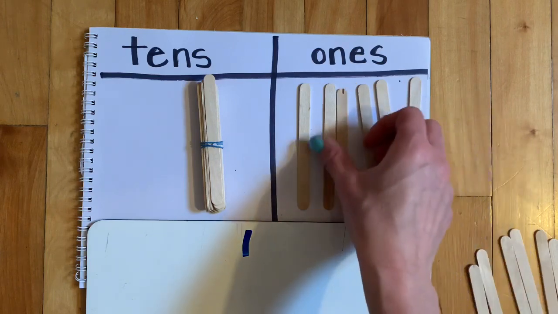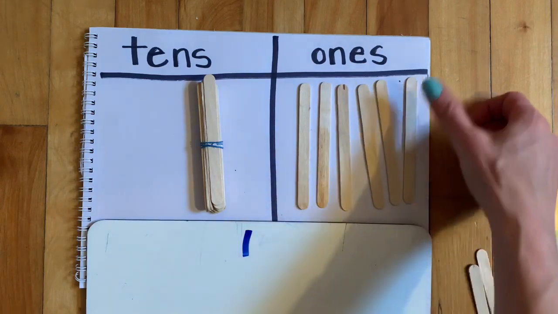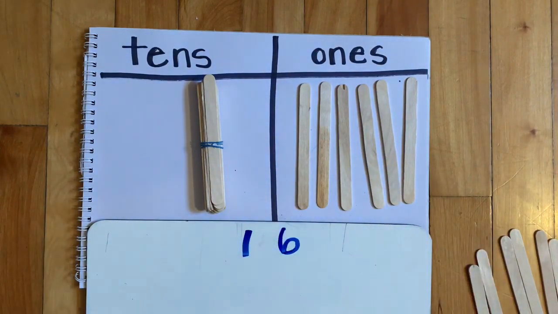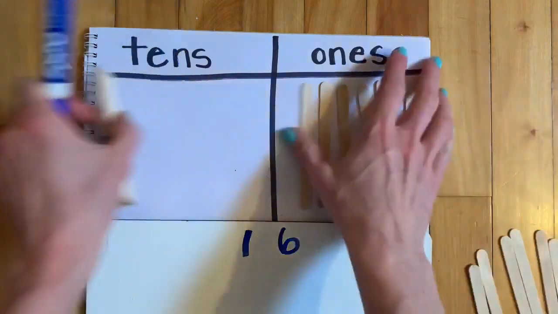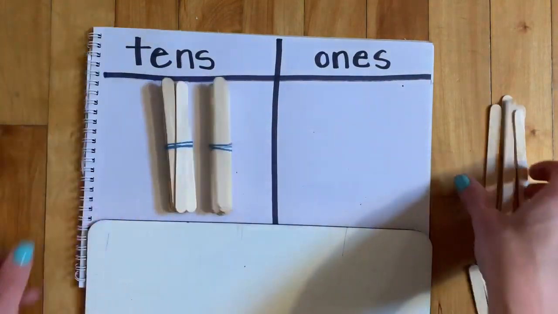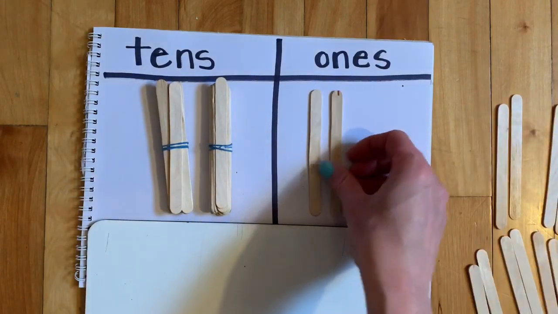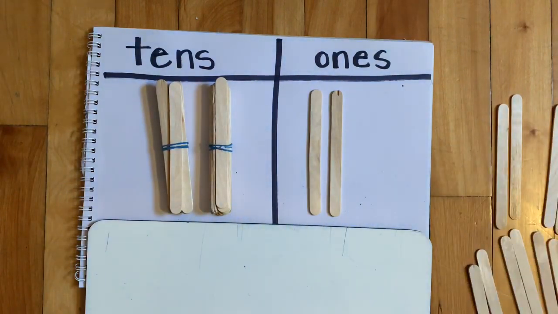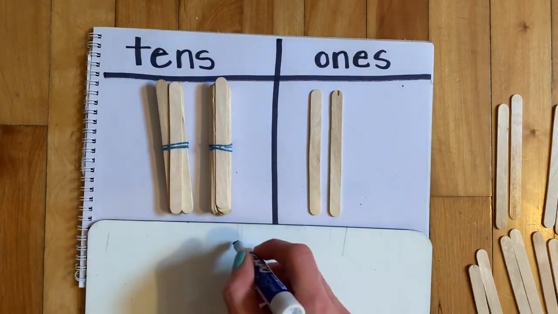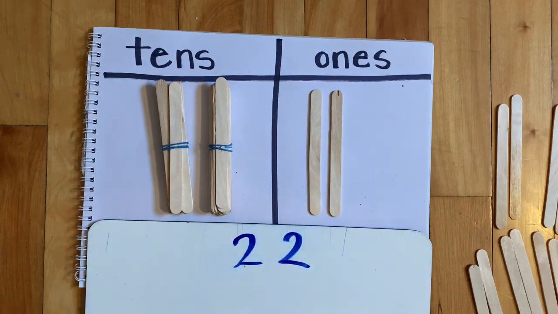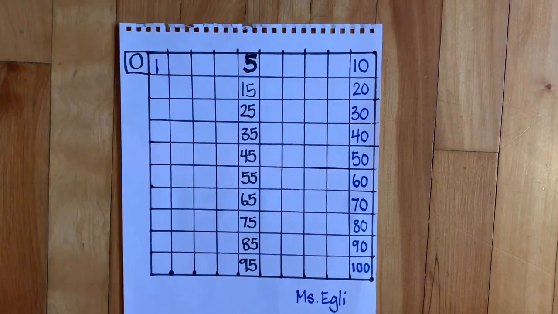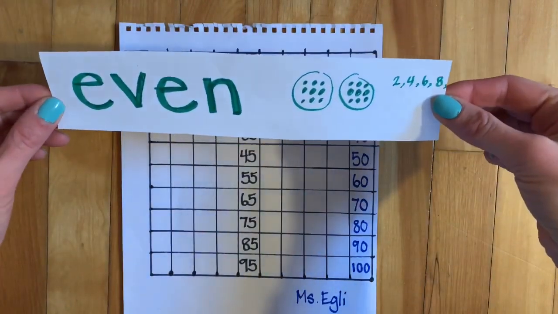Do one more. What about now? Did you see how many I added? There's 6 in the ones column and there's 1 ten. That's 16. I'm gonna do one more. How many do we have here? 2 tens and 2 ones. Did you say 22? Because we have 10, 20, 21, 22. Well done.